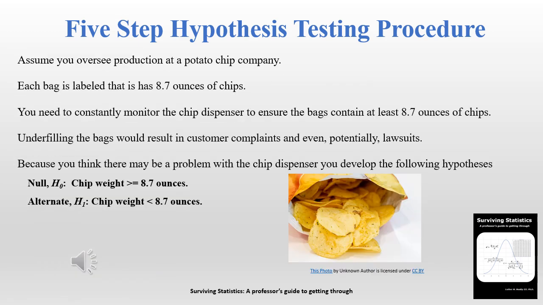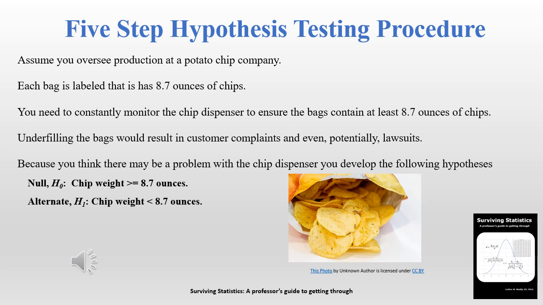All right, let's step through this with our potato chip company. So we assume that we are overseeing the production of potato chips. Every bag is labeled 8.7 ounces of chips. We need, though, to constantly monitor the chip dispenser and make sure that we are putting in at least 8.7 ounces of chips. If we put in too few chips, we're going to get a lawsuit, and we'll be sued and we'll be out of business.